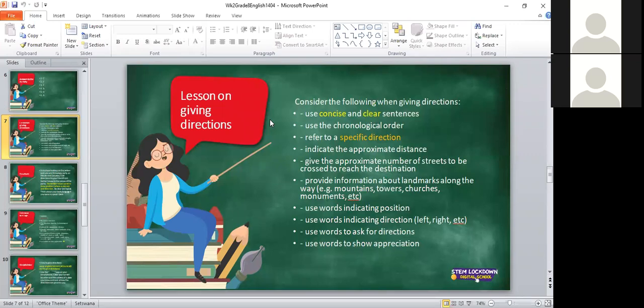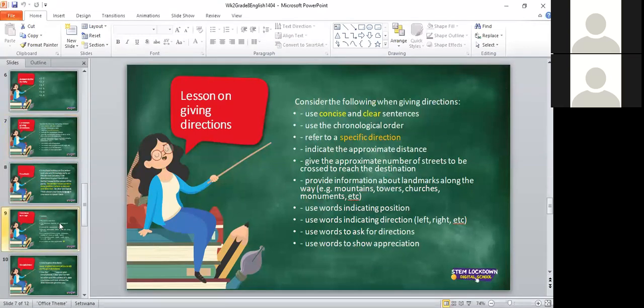You use ways to indicate position. You also use those ways of direction, you know, left, right, north, west, east, and south. And you also use the ways to ask for directions, like, where do I turn left? Where do I turn right? Where do I go straight? Things like that. Then you also use the ways to show appreciation, like saying thank you to that person.